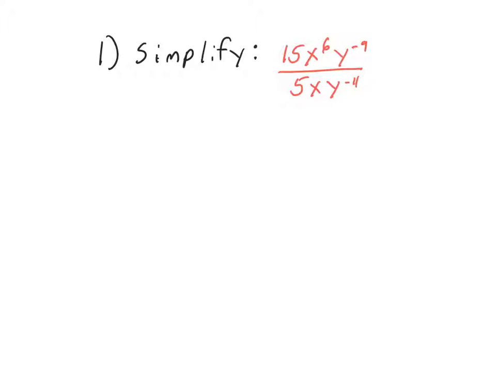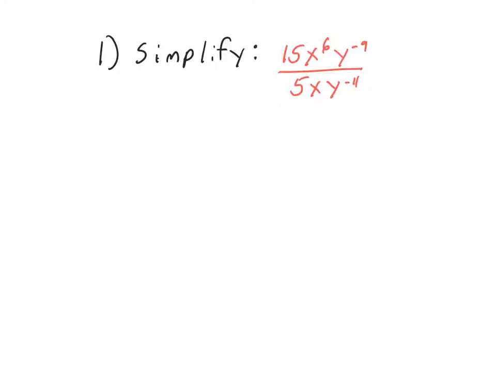This is bellwork for Wednesday, January 24th. On number 1, it's asking us to simplify 15x to the 6th times y to the negative 9th over 5x times y to the negative 11th.